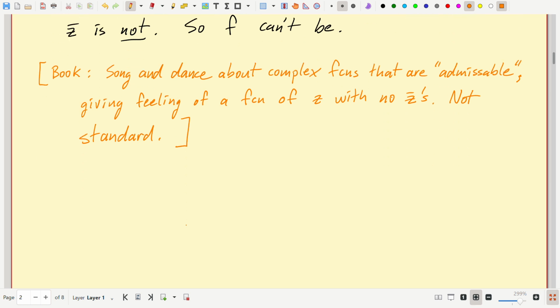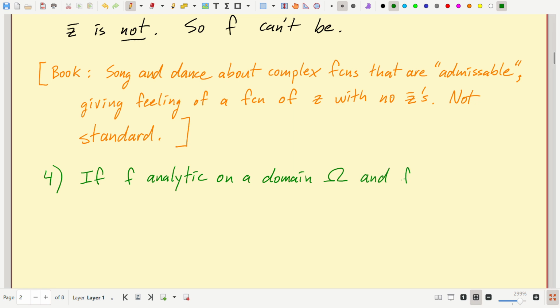I guess I'm up to number 4. Last time I gave you a quick proof that if f prime is identically 0 on a domain omega, then it's got to be constant. So let's see. If f is analytic on a domain omega, and the derivative is identically 0, then f is constant on omega.